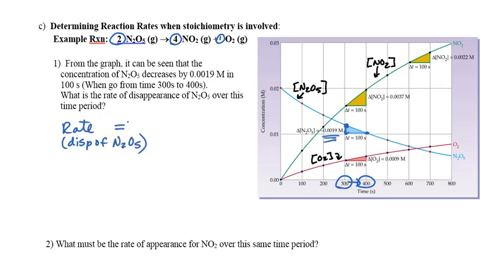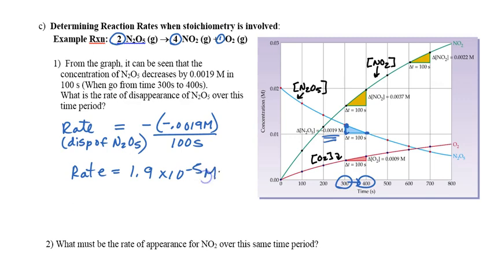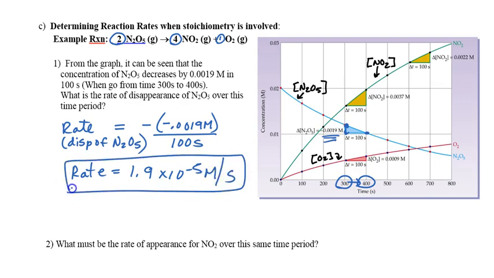is going to equal, it's a disappearance, so we need that negative, and the concentration is being lost, so it's negative 0.0019 molar, right? The change in the concentration over the change in time, which is 100 seconds. So that rate is going to come out as a positive 1.9 times 10 to the minus 5 molarity per second. So that is all we have to do to get the rate of disappearance of the N2O5. Again, the value should come out positive even though it's a rate of disappearance, right? Okay, now let's get the other ones.